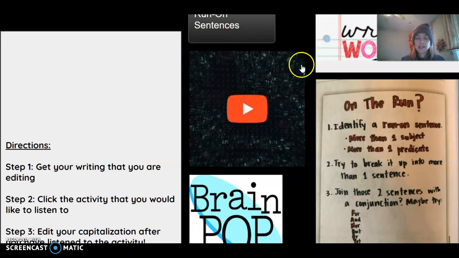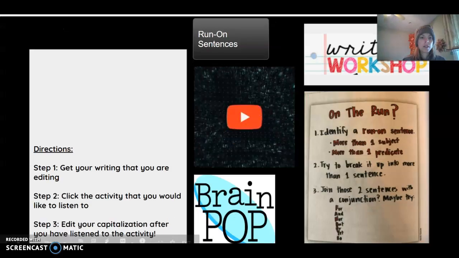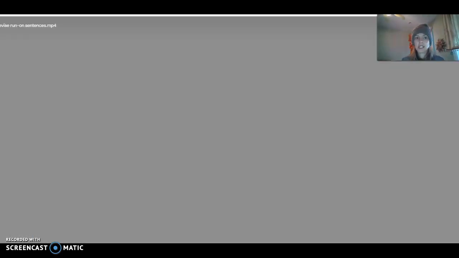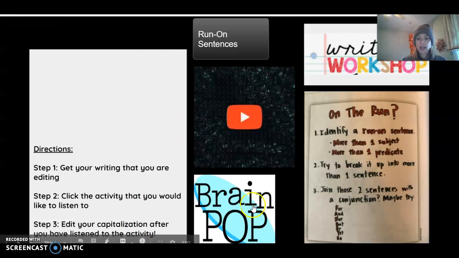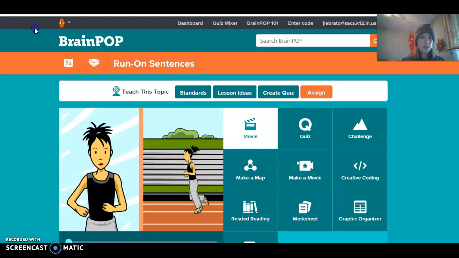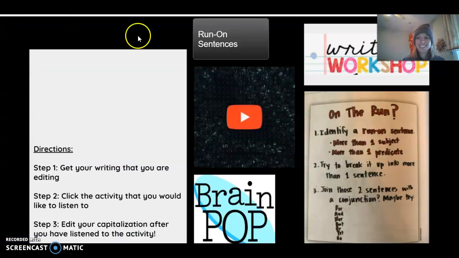Here is a lesson about run-on sentences and also this poster on the run-on. If you click on either one of these, those are just some quick mini lessons about run-on sentences. And then the Brain Pop picture will load you to a Brain Pop lesson about run-on sentences. So you can watch one or watch two or watch all three.